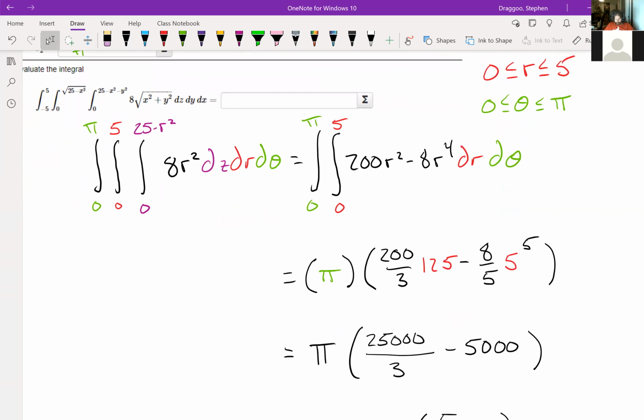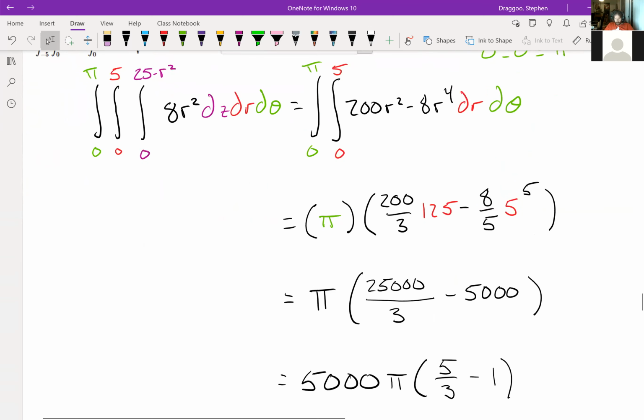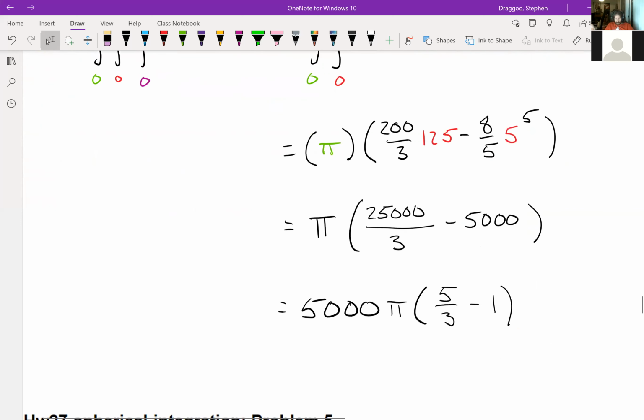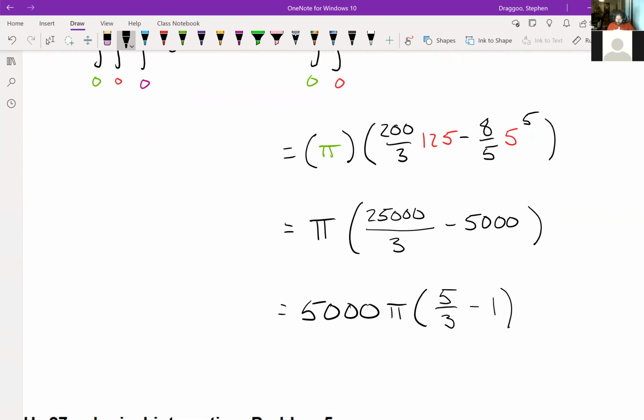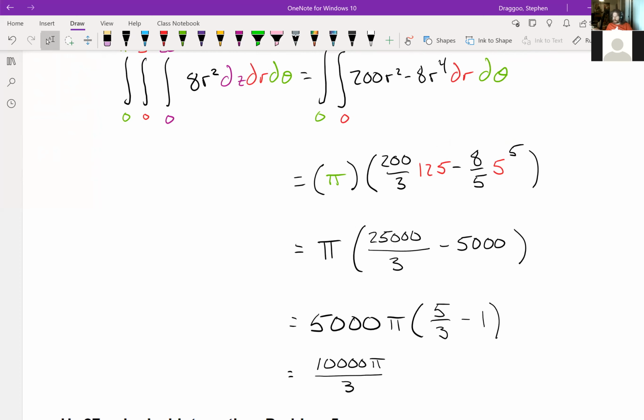Here's all my work. I pared it down to 5,000 pi times 5/3 minus 1/3, 5/3 minus 1, which I suppose means I really could have simplified this one more time and called it 5/3 minus 1 is 2/3. It's 10,000 pi over 3. No, but that last bit feels a bit unnecessary.